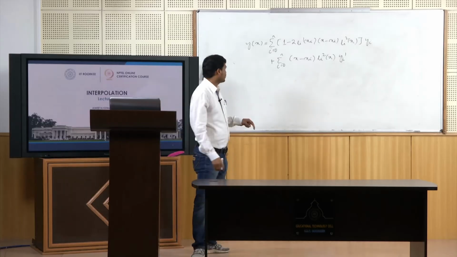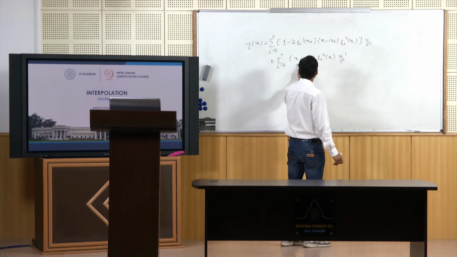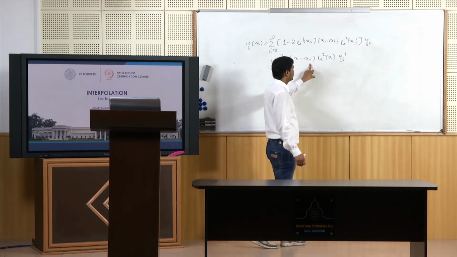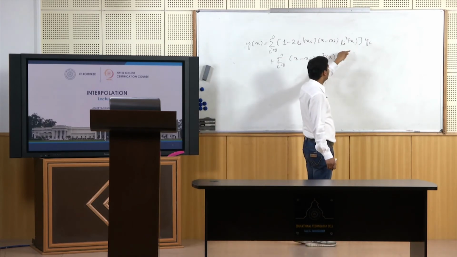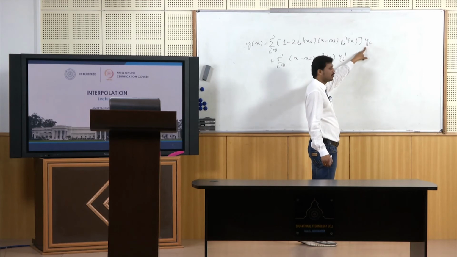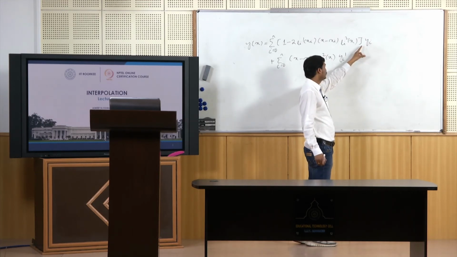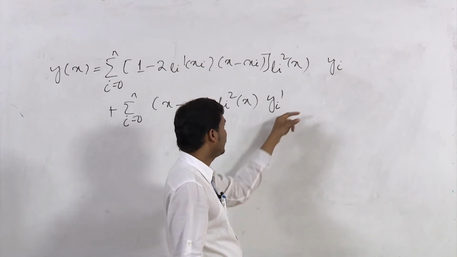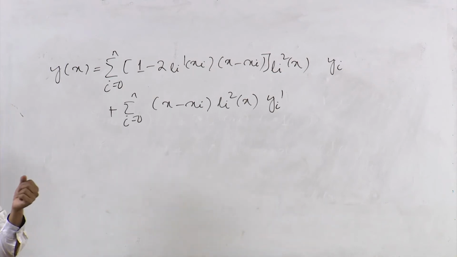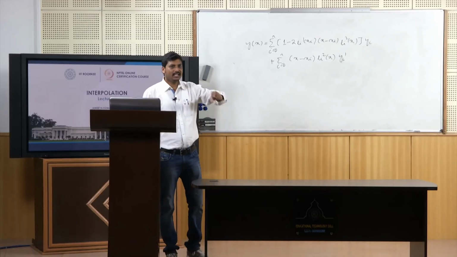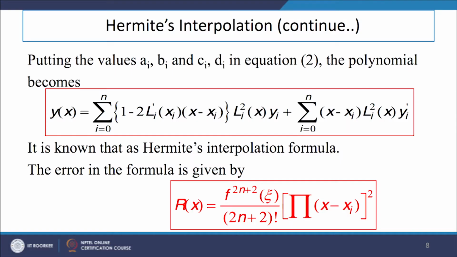Sometimes you can also remember these coefficients as hi of x, and this one is hi dash of x. Li square x is easy to remember, and of both these coefficients, the first one is multiplied by yi and the second by yi dash, since we want to generate a polynomial of degree 2n plus 1 here. And the beauty of this method is that only n plus 1 points are used to get a polynomial of order 2n plus 1.